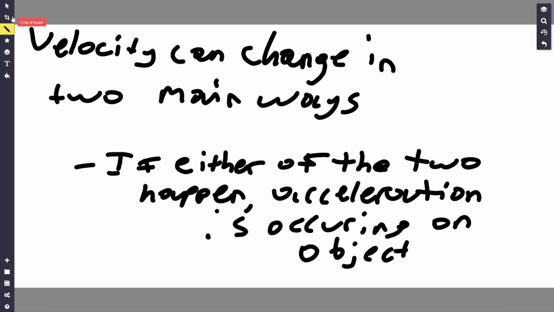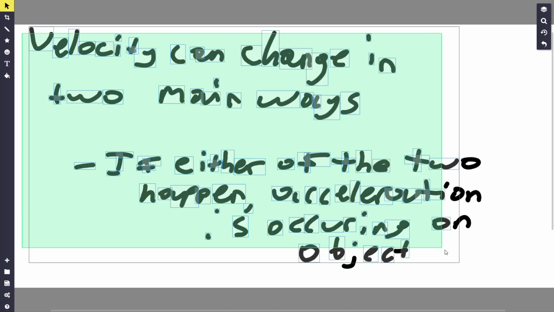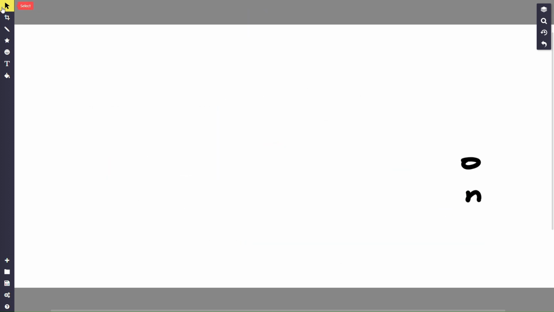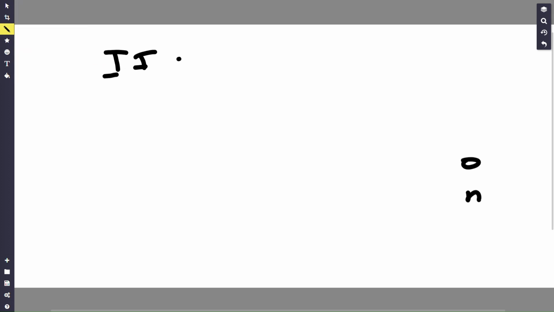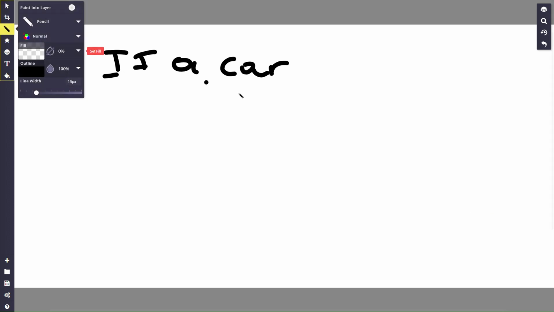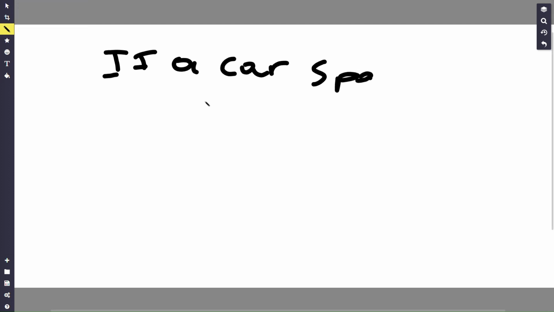So, for example, if a car speeds up, it is accelerating.